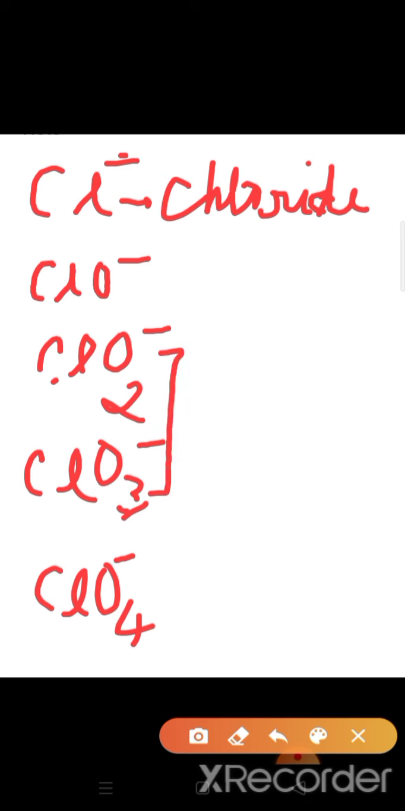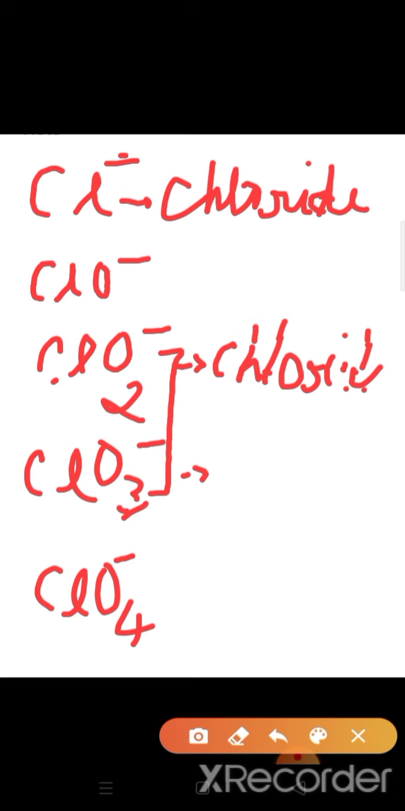The name of ClO2 negative ends with ite. Its name is chlorite. What is the name of ClO3 negative? Its name is chlorate. The name of ClO2 negative is chlorite and ClO3 negative is chlorate.